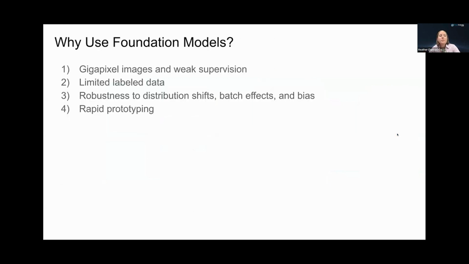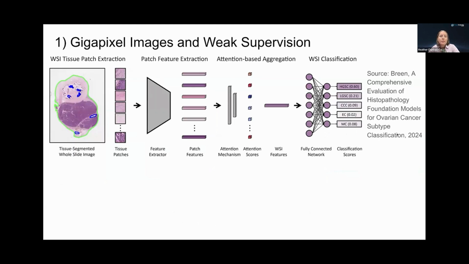So why use foundation models? I'm going to go through four different reasons here. There are probably others, but these are the main four that come to me in working with pathology. The first is if you're working with these gigapixel images and weak supervision, so the patient or tile level labels that I mentioned earlier. The typical solution here is to take your whole slide image, divide it into tiles, extract features from those tiles, and then aggregate them with some kind of multiple instance learning.